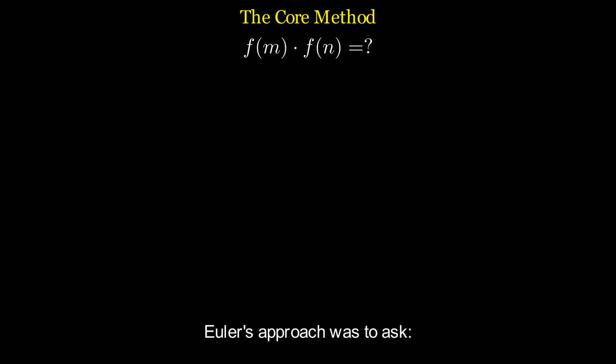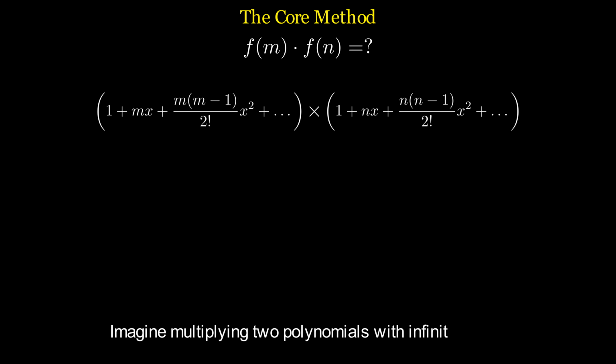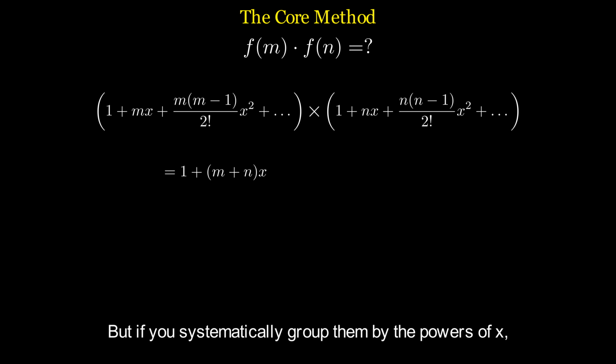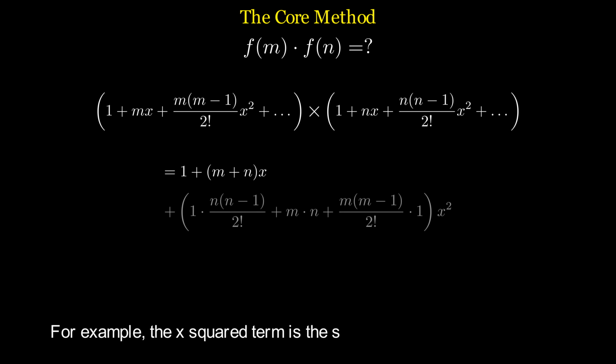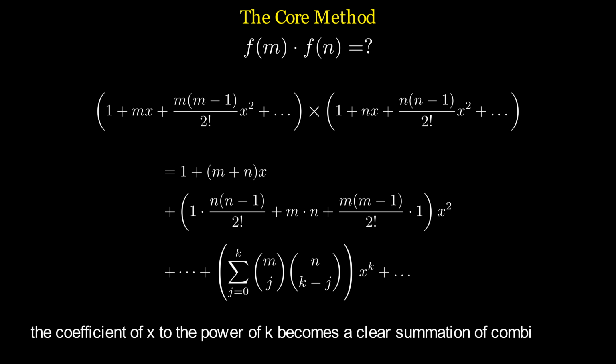Euler's approach was to ask, what is the product when you multiply f of m and f of n together? Imagine multiplying two polynomials with infinite terms. This seems complicated. But if you systematically group them by the powers of x, a mathematical pattern continually emerges in the coefficients. For example, the x squared term is the sum of products of earlier terms. In general, the coefficient of x to the power of k becomes a clear summation of combinations.